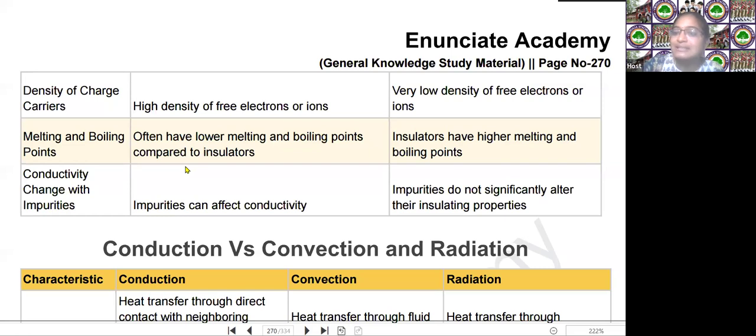But the insulators have a high melting point and boiling point. If you want to melt the insulators, you give a lot of temperature compared to the conductors. For example, if you want to melt rubber, you give a lot of temperature for that melting or boiling of the rubber compared to these conductors. Do you understand? Please raise your hand.